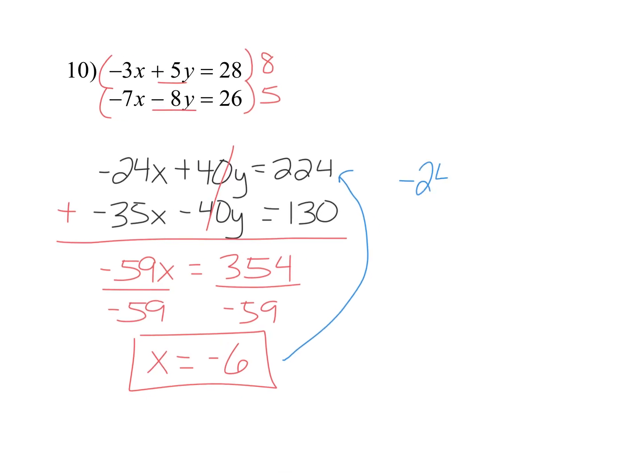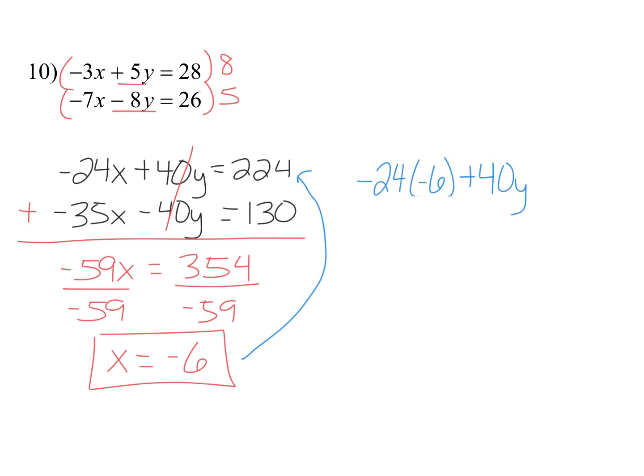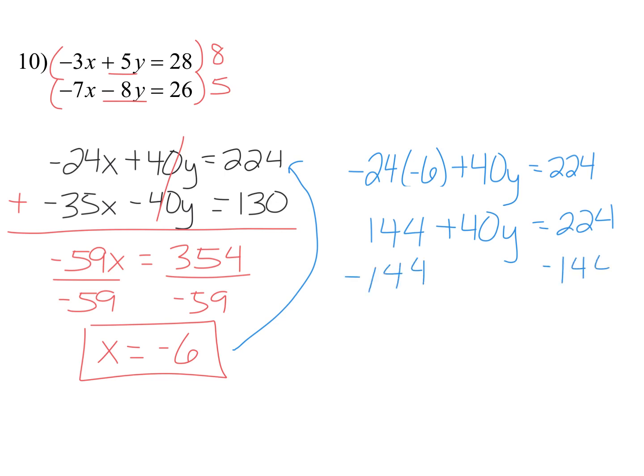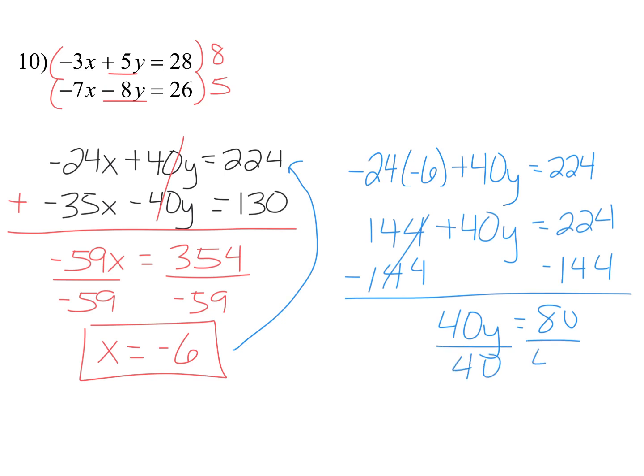So I have negative 24 times negative 6 plus 40y equals 224. So now you just evaluate and solve. So I'm going to subtract. So I have 40y equals 80. So I divide by 40. We get y equals 2.